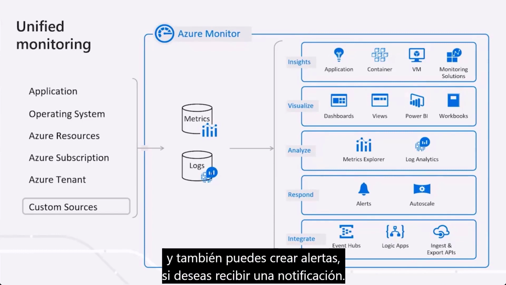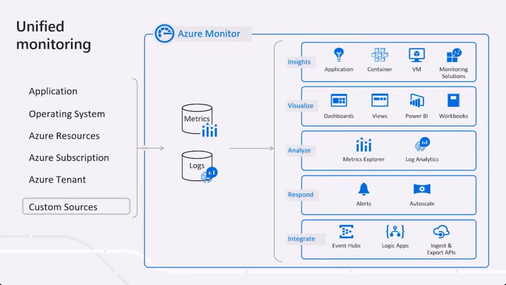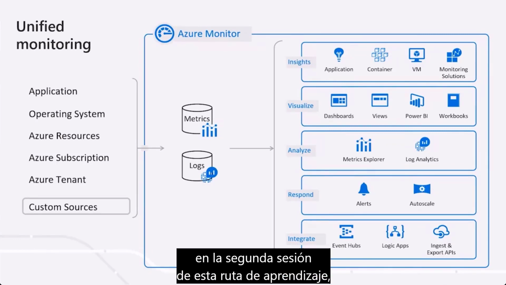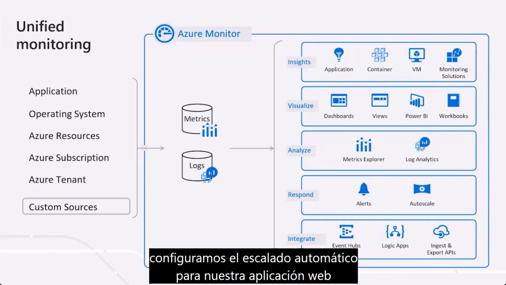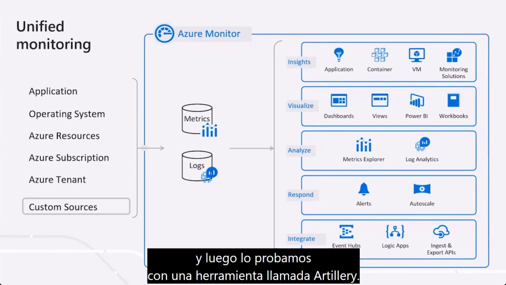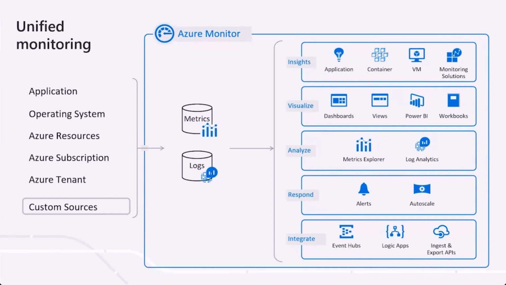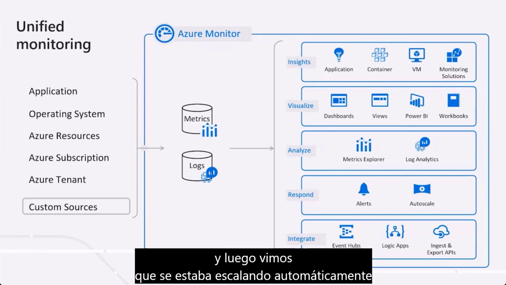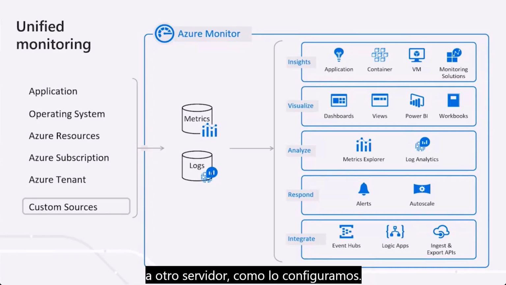And you can also create alerts if you want to be notified, or you can also auto-scale your application. Remember, in the second session of this learning path, we configured auto-scale for our web application, and then we tested using a tool called Artillery. We bombed the application with requests, and then we saw that it was automatically scaling to a second server, which is exactly what we configured.